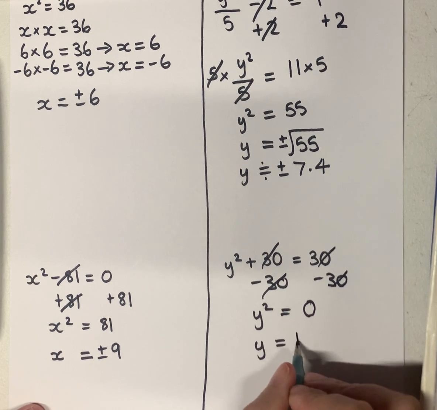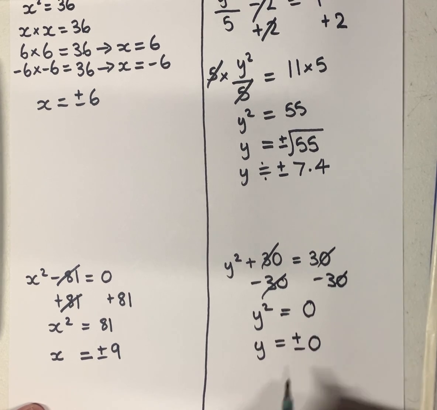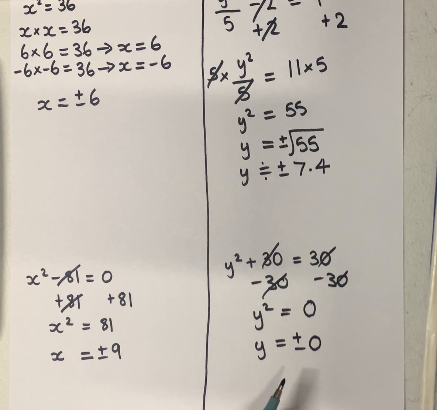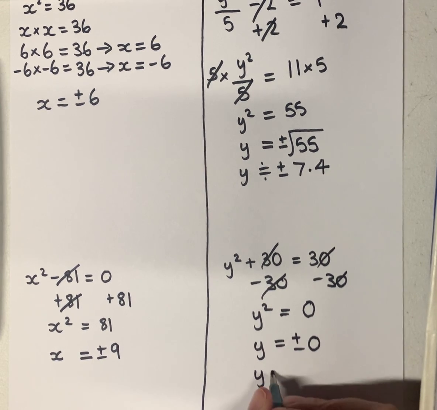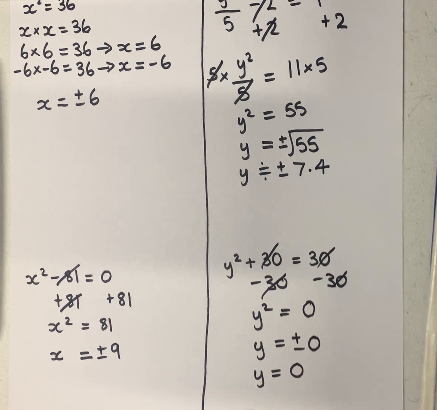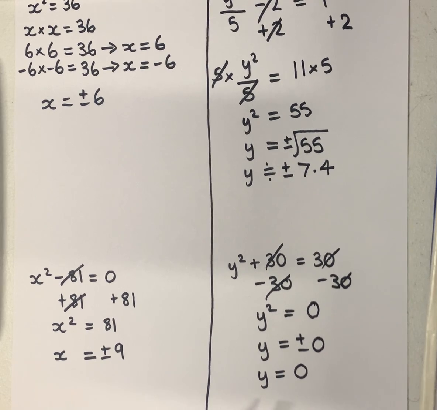So we can write positive or negative 0, but positive and negative 0 are the same thing because 0 is not positive nor negative. So there's actually only one solution to this equation, and that's a special type of equation where there's only one solution.